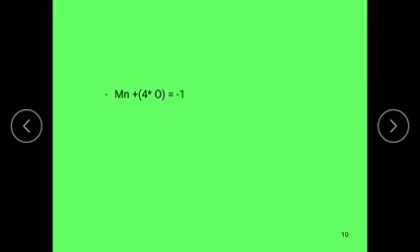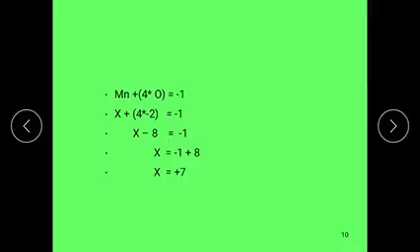Then manganese plus 4 into oxygen is equal to its charge, that is minus 1. Then we know manganese is x plus 4 into minus 2, the oxidation state of oxygen is minus 2, that is equal to minus 1. Then x minus 8 equals minus 1. Then x equals minus 1 plus 8, so x equals plus 7.